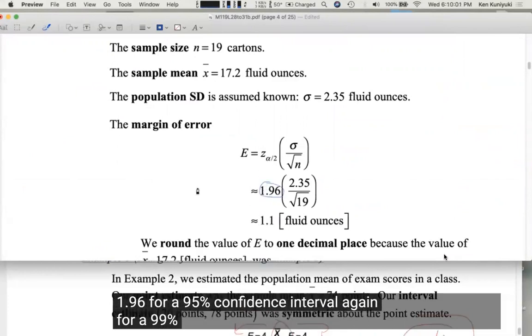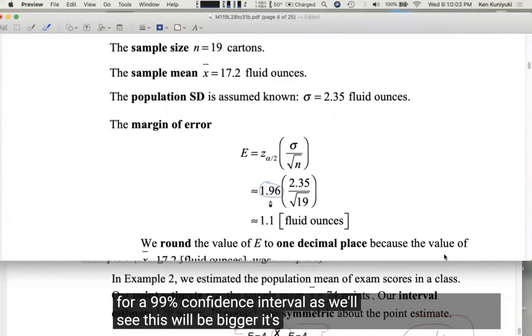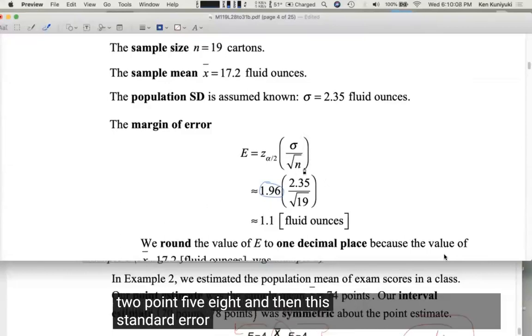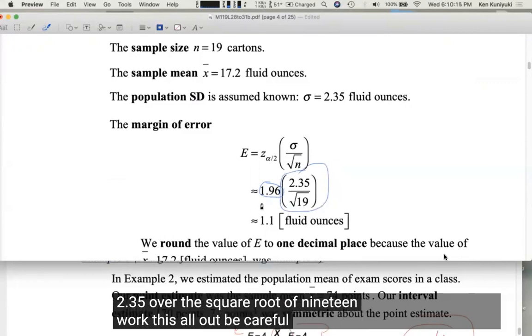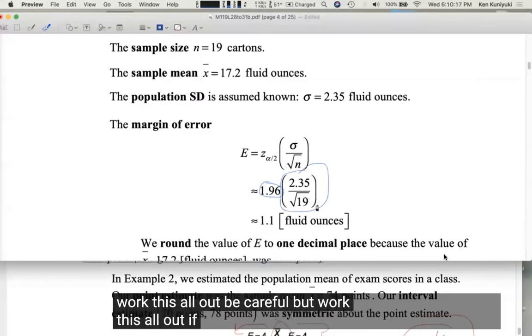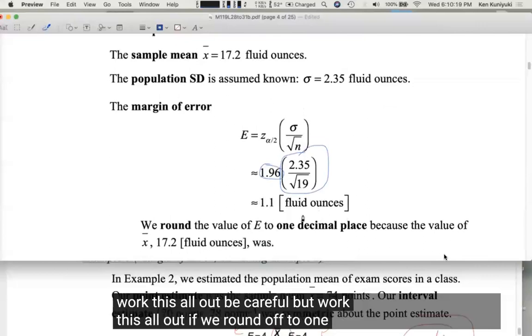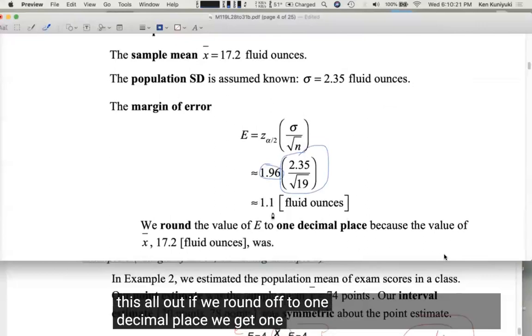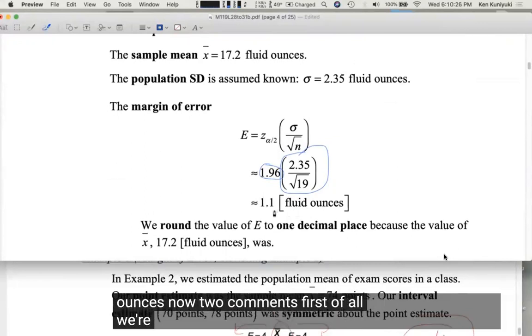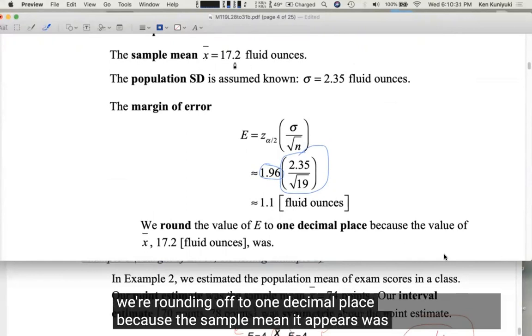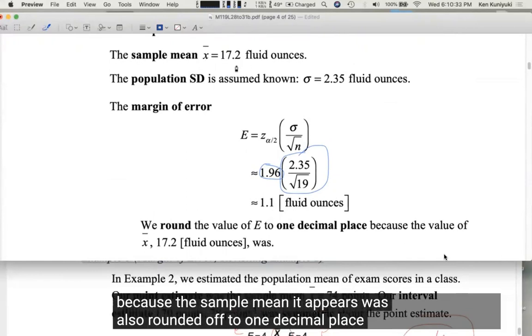Again, for a 99% confidence interval, as we'll see, this will be bigger. It's going to be 2.58. And then the standard error, it's sigma over root n, 2.35 over the square root of 19. Work this all out. Be careful, but work this all out. If we round off to 1 decimal place, we get 1.1 fluid ounces. Now, 2 comments. First of all, we're rounding off to 1 decimal place because the sample mean, it appears, was also rounded off to 1 decimal place.